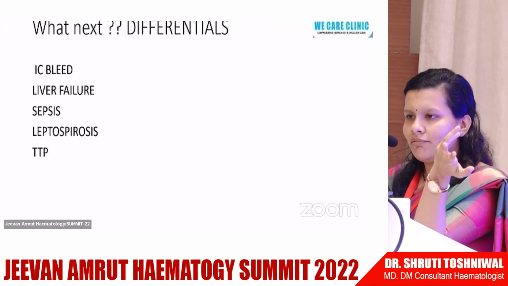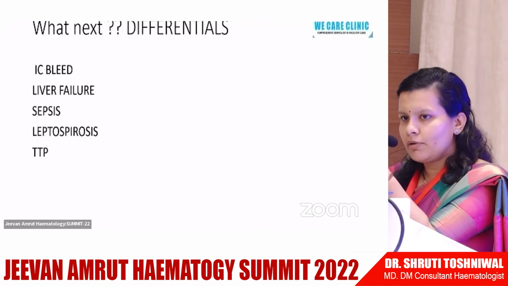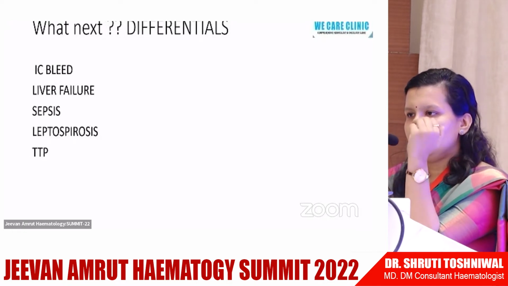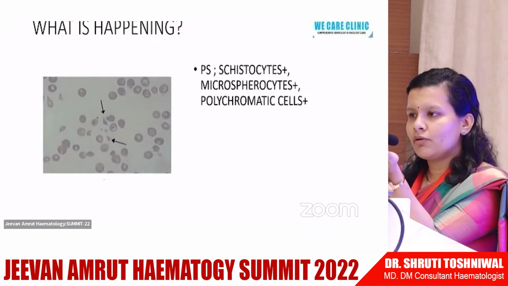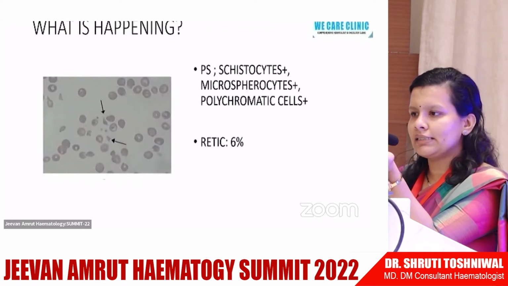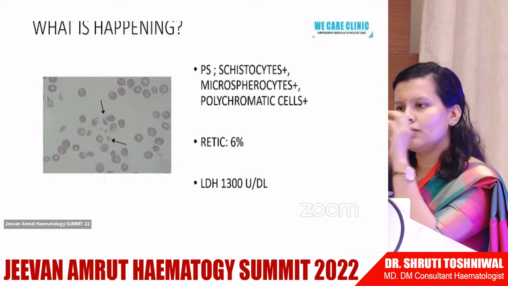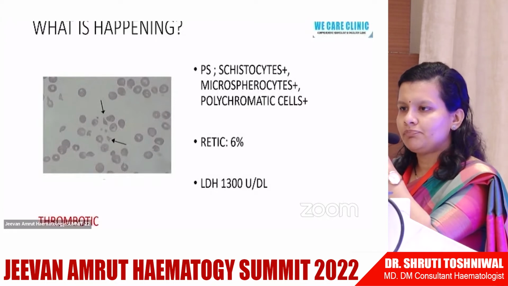So what are the differentials? He may have developed an intracranial bleed, there may be liver failure, sepsis, he may have acquired leptospirosis, or is it TTP? Very well, TTP can happen in dengue. We see the smear: there are schistocytes, microspherocytes, polychromatic cells, retic is high, LDH is 1300. Again, emphasis on good peripheral smear examination. So we diagnose TTP.